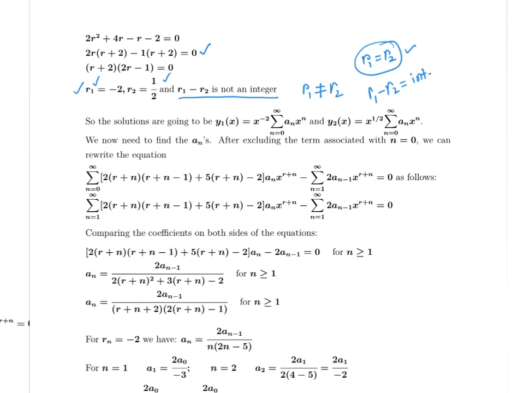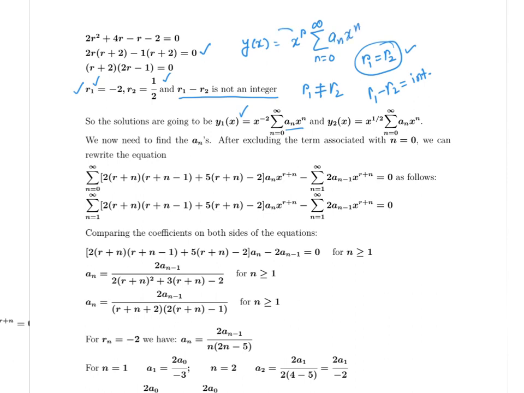The easy and nice case is this one, where r1 and r2 are different. So we got r1 is equal to negative 2, r2 is equal to 1/2. Then my solutions are going to be pretty straightforward. y1 of x is going to be x to the power negative 2 times the summation n is equal to 0 to infinity a sub n x to the power n. Just to remind you, we talked about our solution being of this form: y of x is equal to x to the power r times the summation n is equal to 0 to infinity a sub n x to the power n.